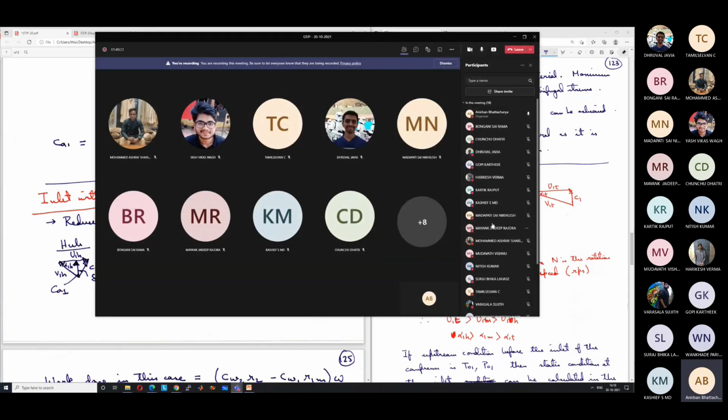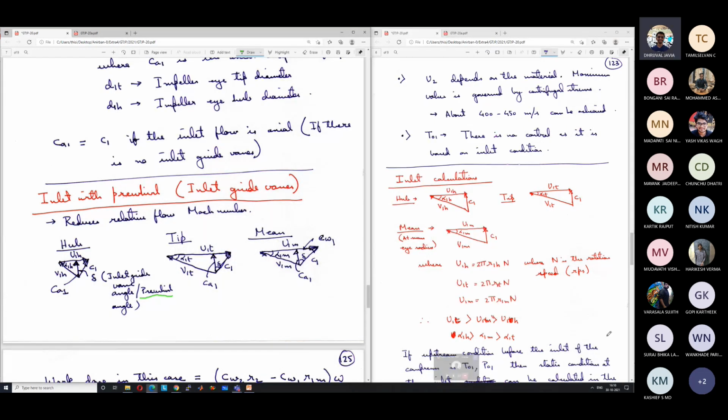Ruval, any answer? I think the work input will decrease, because there will be a whirl component at the inlet. Good. Yes, work input will decrease. It means that the pressure rise will also decrease, right? Because it will depend on the work input.